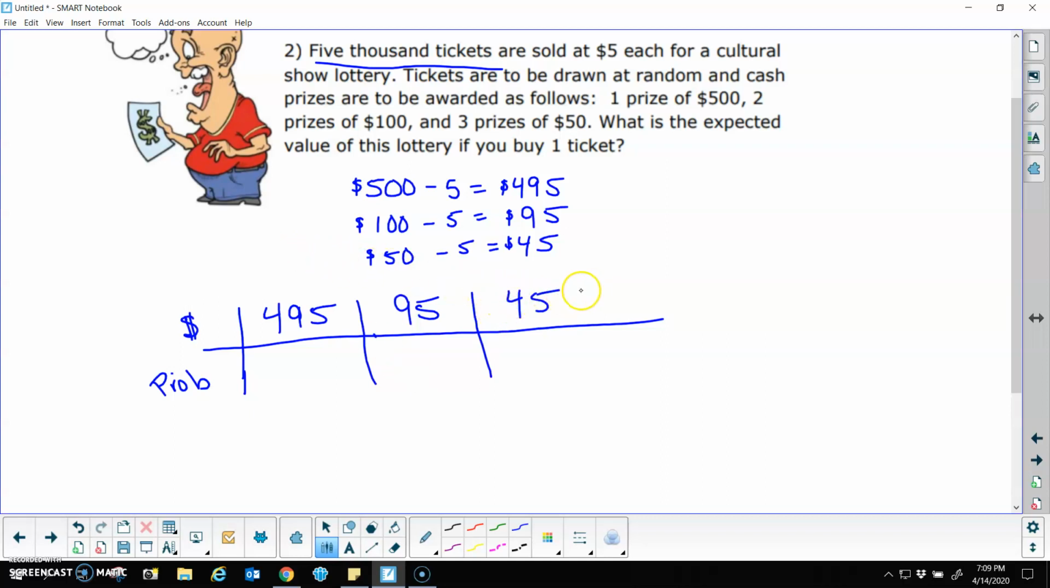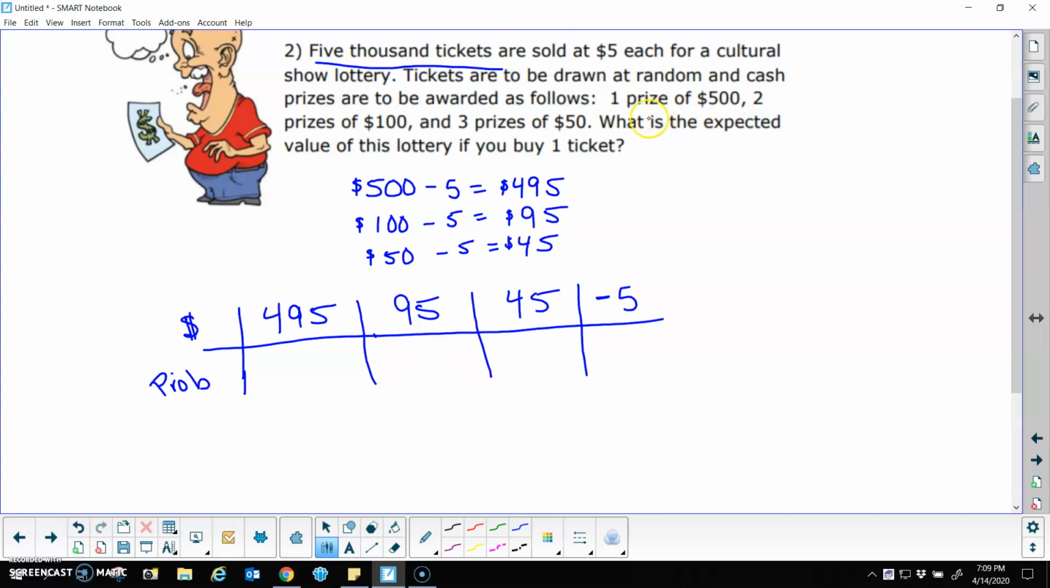Now, what would happen if you do not win? Okay, yes, you would be a big old loser, but you would actually be out $5. I know, right? It's horrible. Okay, so here we go.